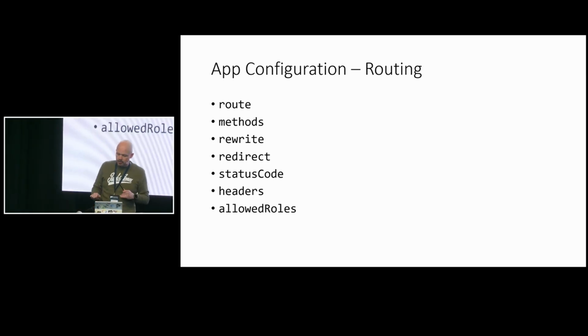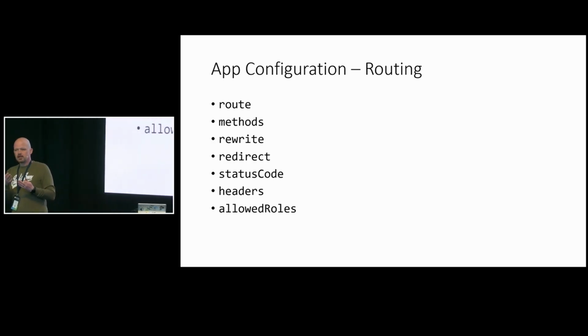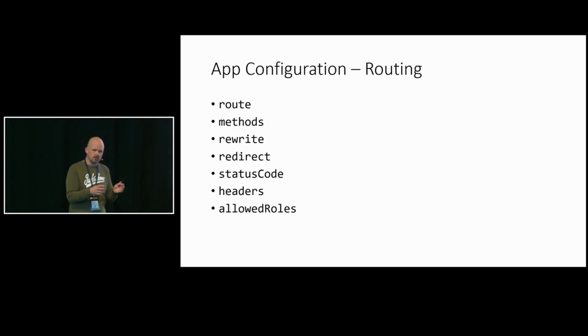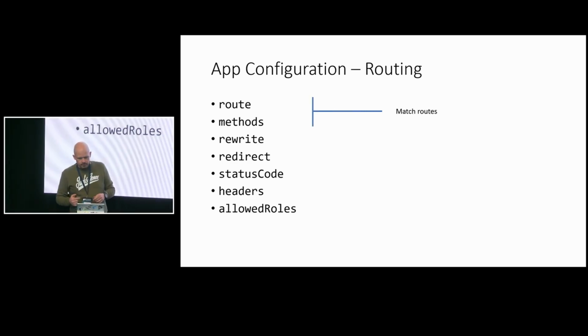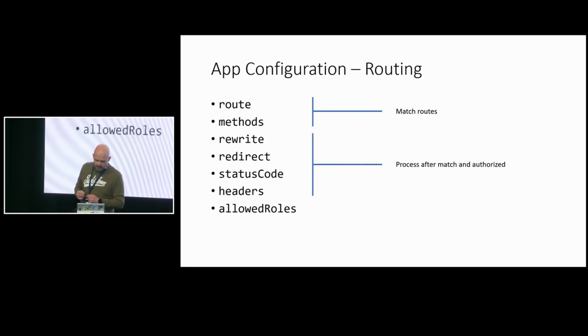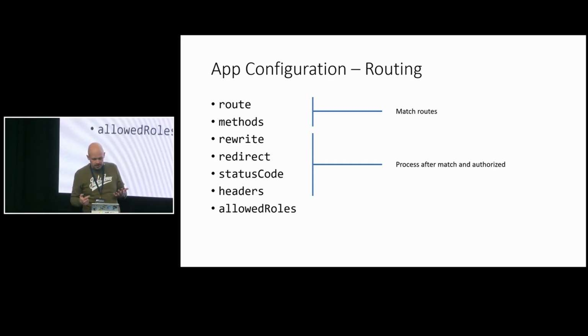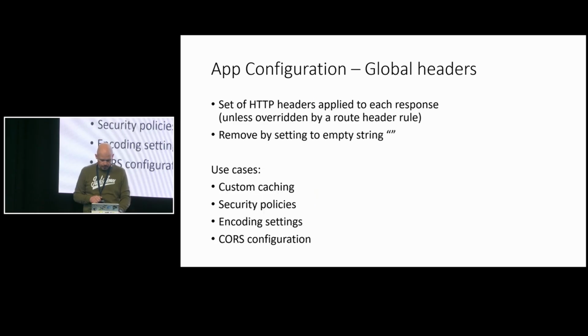Wildcards are supported at the end of route paths, so that you can have, for instance, an API that starts with /admin. You can say, well, everything that goes to admin needs to be authenticated, and the role needs to be an admin, because otherwise, I just don't want you to be able to log in. So route and methods match routes. The rewrite, redirect, and status code and headers process after the match and after authorization. And then allowed roles is actually the authorization for the specific endpoints. We can also set global headers.